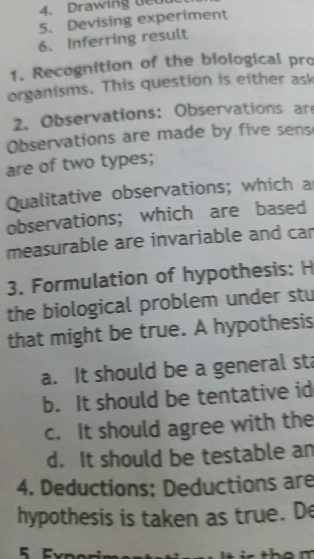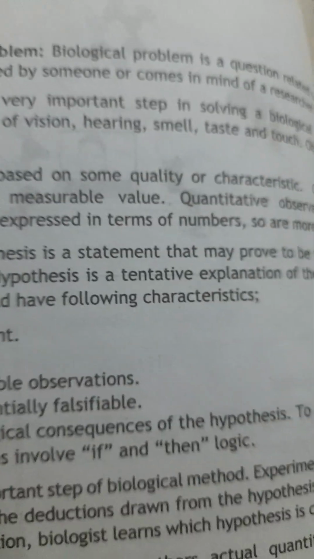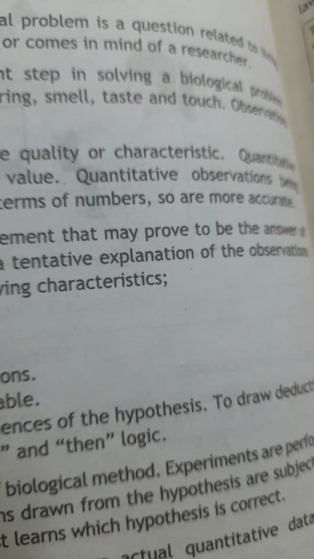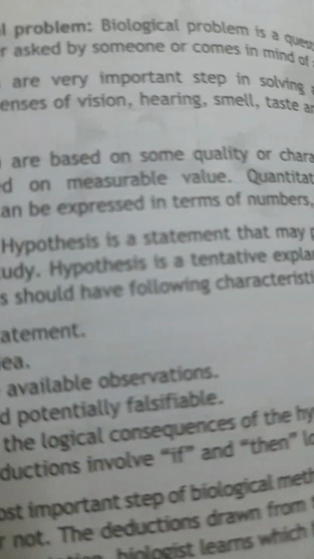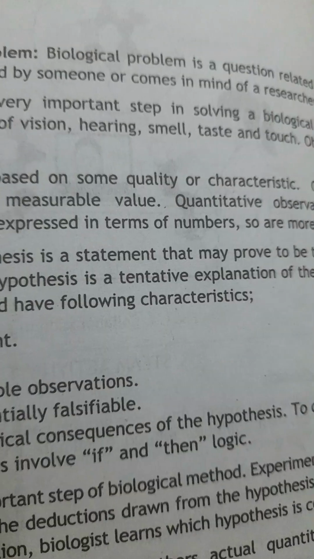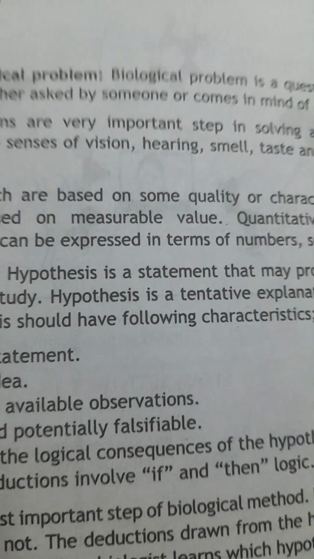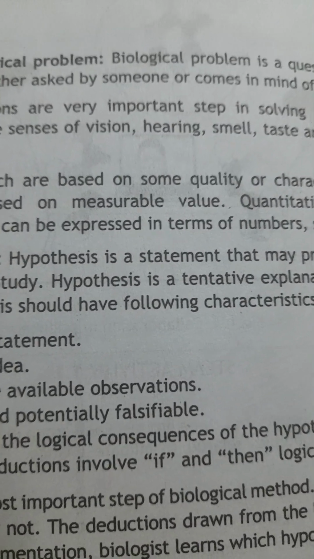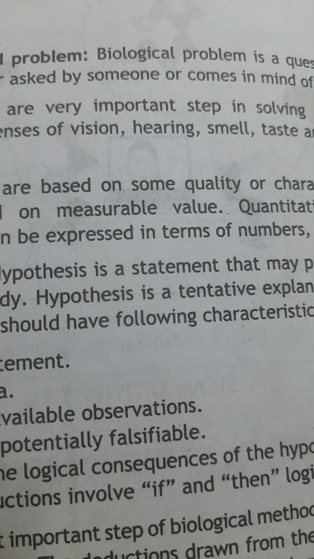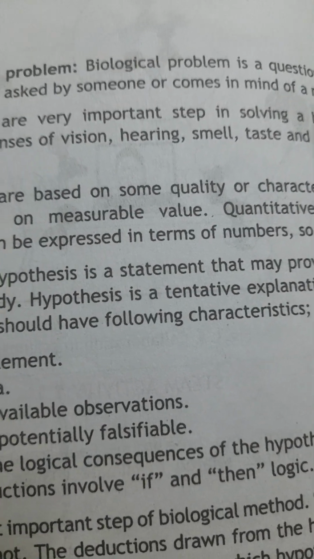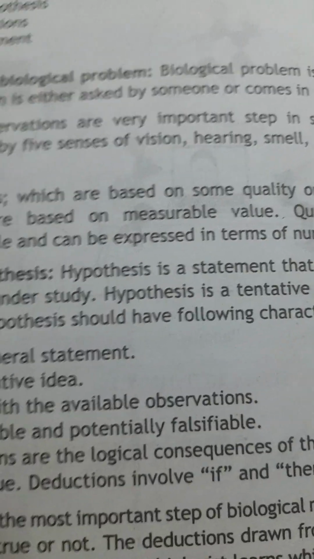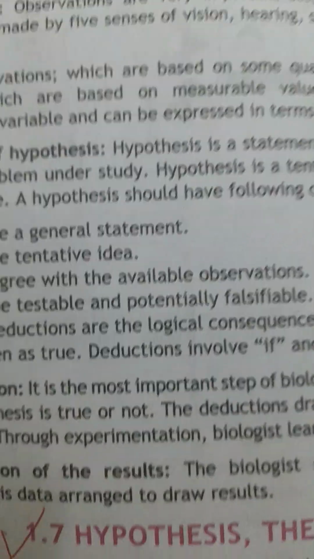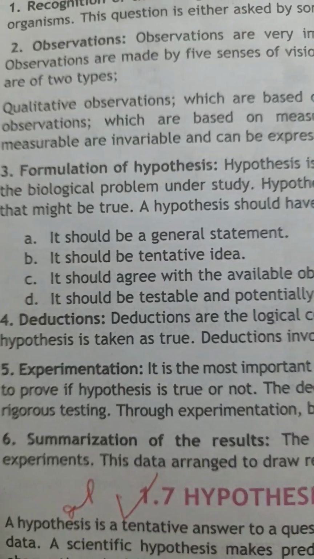Quantitative observations, being measurable, are invariable and can be expressed in terms of numbers, and they are more accurate. समझ के. क्वालिटेटिव ऑब्जर्वेशन क्या है? बेस्ड ऑन द क्वालिटी और करेक्टर, ठीक है. But qualitative observation cannot be measured. They just explain the quality or character of any organism. Measurable values are the quantitative observations.